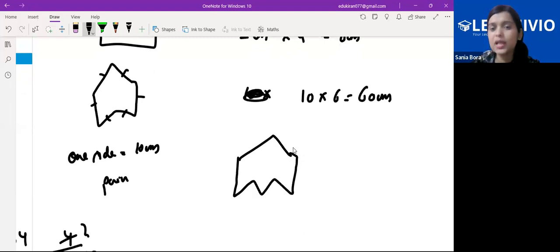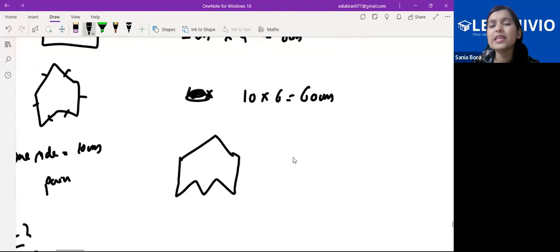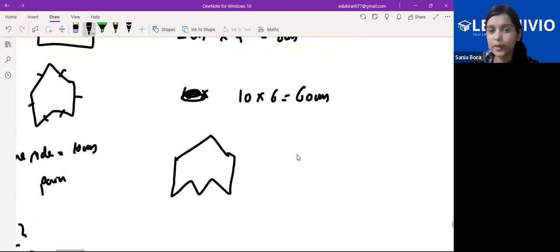But in case I give you this figure, for example, and I tell you that the perimeter is 100, and one side is 15. And I ask you how many sides it has. So 15 multiplied by n, because you don't know the number of sides. Then can you find the value of n from here? Ma'am, 7.